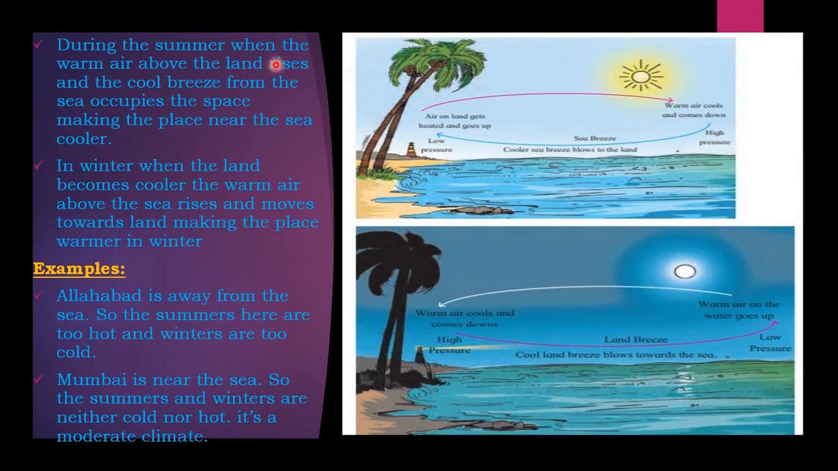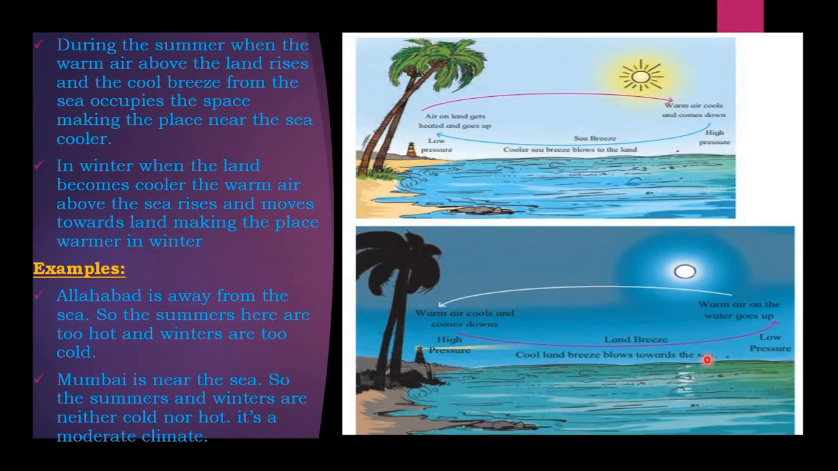So during the summer, when the warm air above the land rises and the cool breeze from the sea occupies the space, it makes the place near the sea cooler. In winter, when the land becomes cooler, the warm air above the sea rises and moves towards the land, making the place warmer in winter.